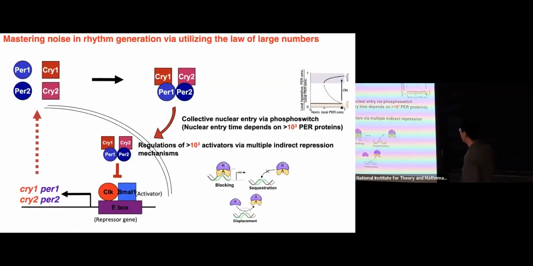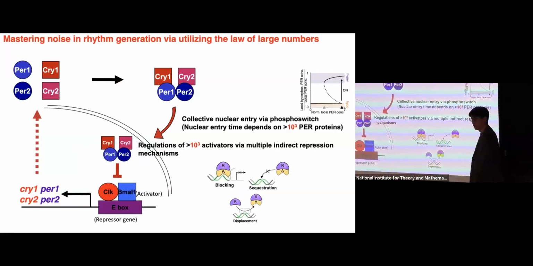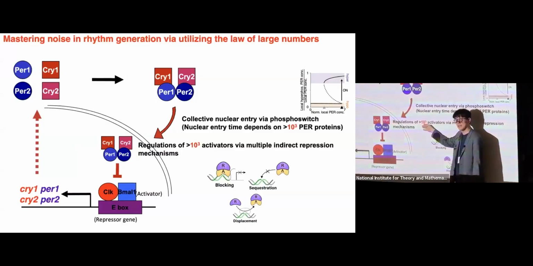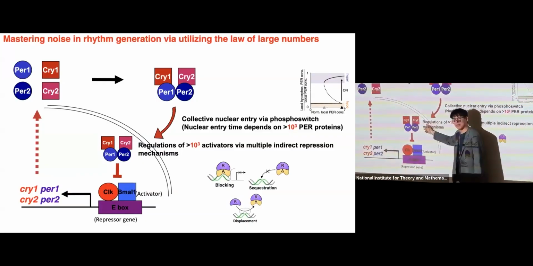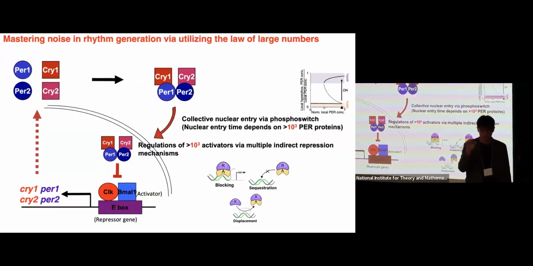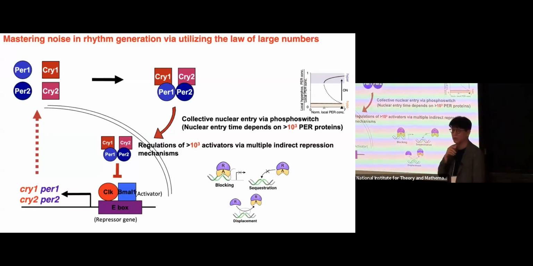So in summary, the circadian clock achieves the robust rhythm because they target not just one gene, they target 10 to the 3 activators. And then they make the decision when to enter the nucleus not by a single molecule, but by a 10 to the 3 or 10 to the 4 collective mechanism. That's why they can achieve this accuracy.